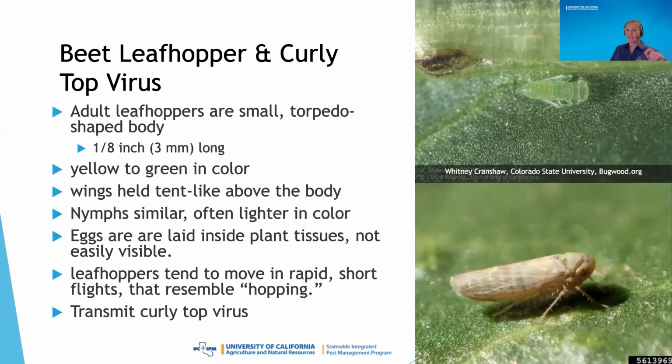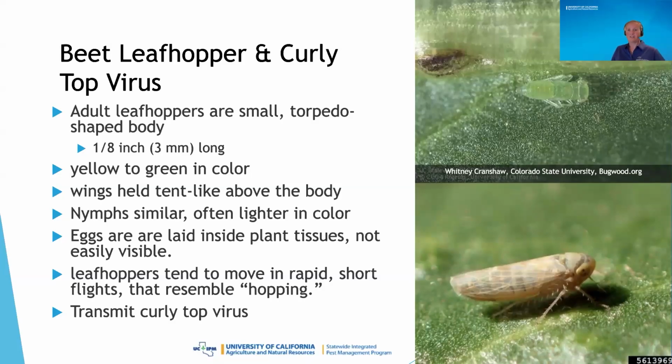Their eggs, they like to hide them inside the plant tissue, so you're not likely to spot their eggs. And again, easy way to know that you have them in your garden is the way that they jump. They jump in short, rapid bursts. That's why they're called leafhoppers. And the biggest problem with these isn't the feeding damage, it's that they do transmit this curly top virus.